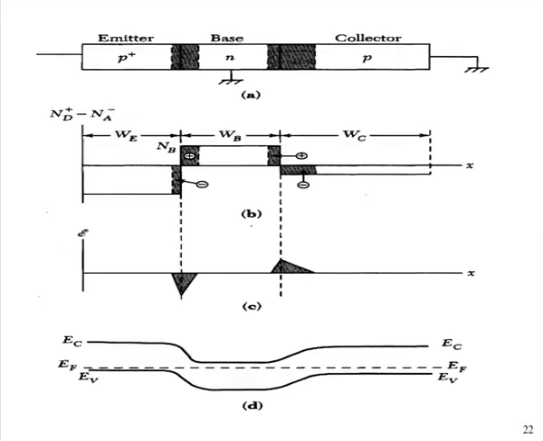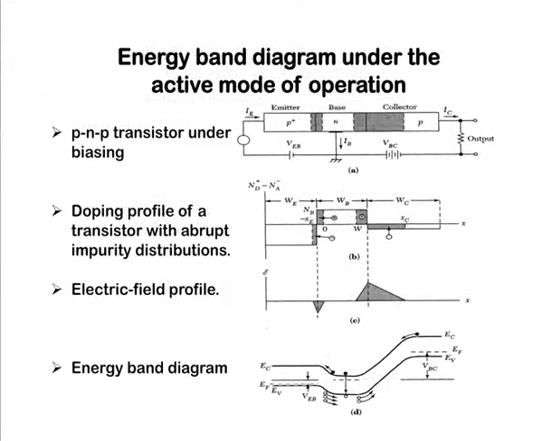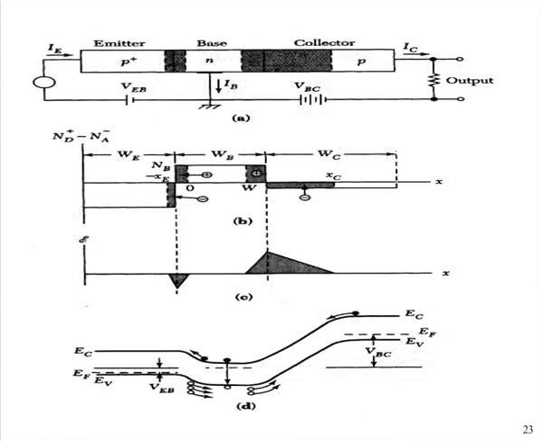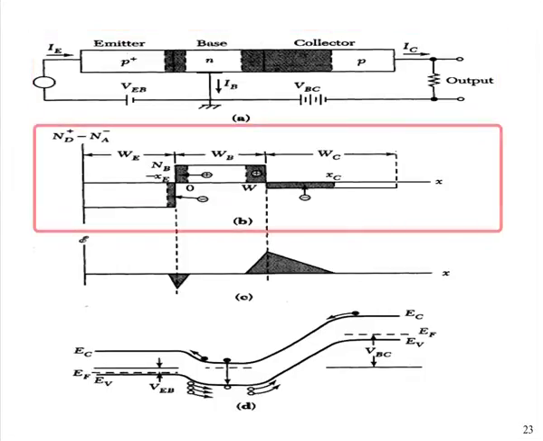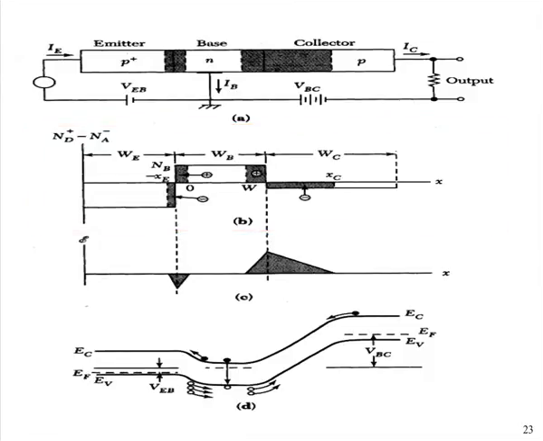Here we will discuss the active mode. In active mode our first junction is forward biased and the second junction is reverse biased. In figure A you can see how we have applied the biasing. When we apply forward bias, our depletion width decreases. In figure B you can see the charge distribution. When the depletion width decreases, the electric field decreases, and in reverse bias the depletion width increases.